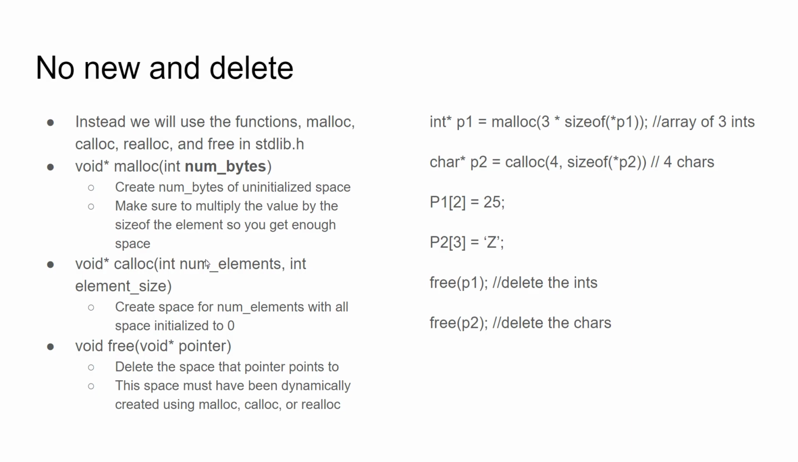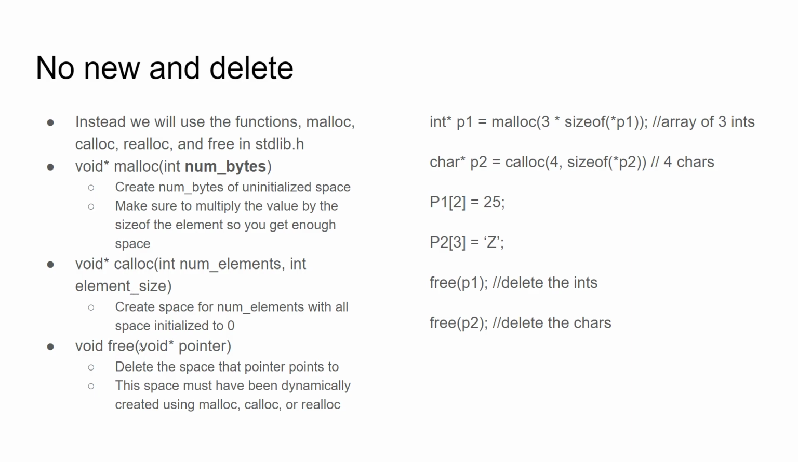Calloc helps prevent those errors by splitting it into 2 arguments: the number of elements you want, and then the size of each element in bytes. So calloc is the preferred one to be using. If I wanted 3 integers using calloc, I would say 3, and my element size would be the size of an int. And you use the sizeof expression to get that.